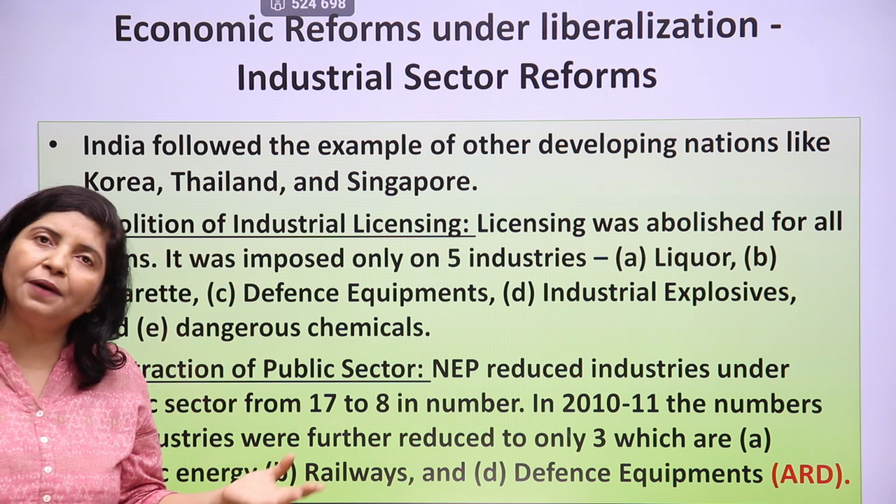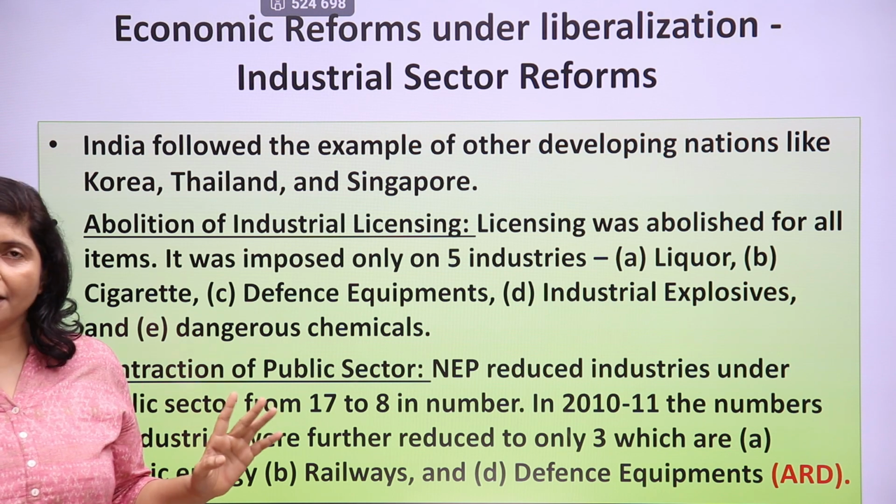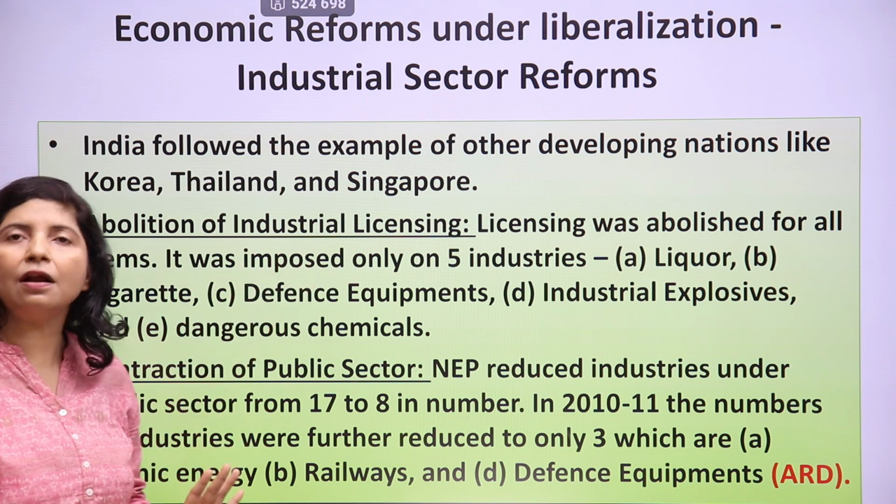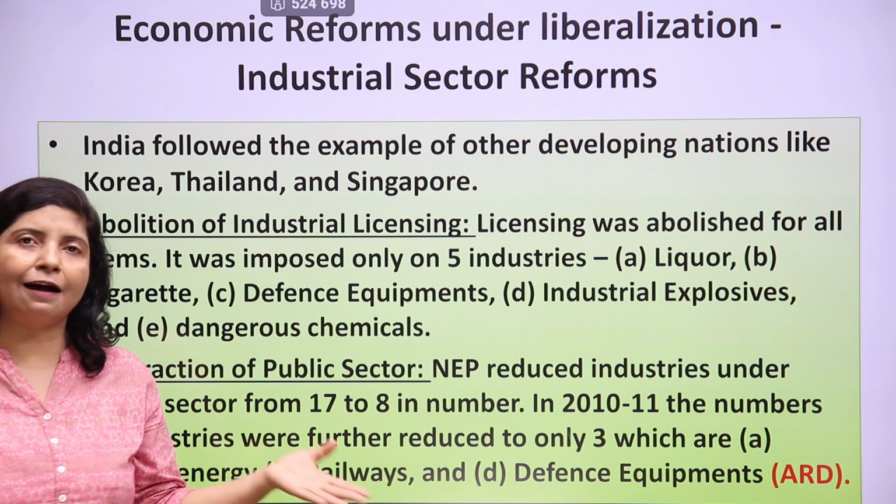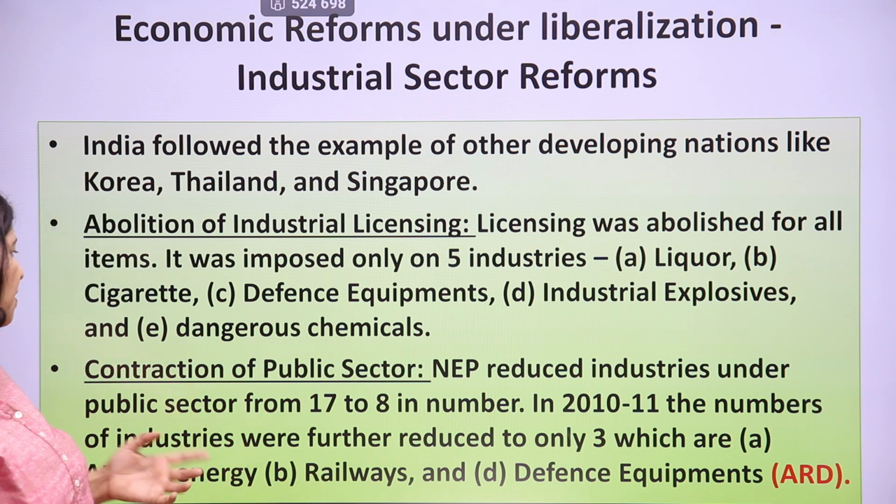Suppose you wanted to produce bread, you can produce bread of any quantity. There were no restrictions. Licenses were abolished. Now you can open a bakery. You don't have to take a license from anyone.